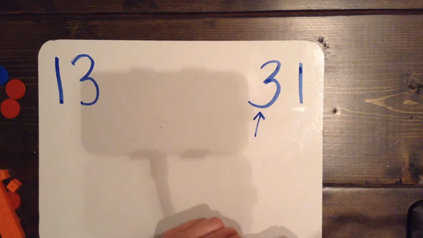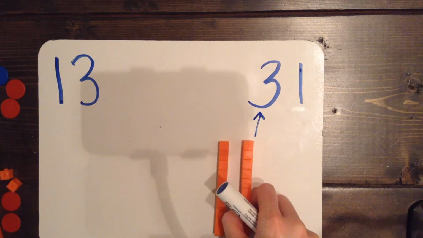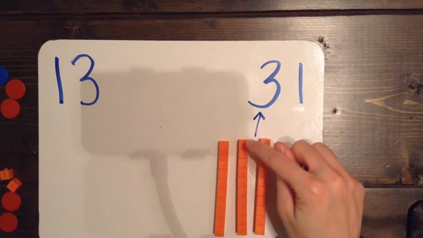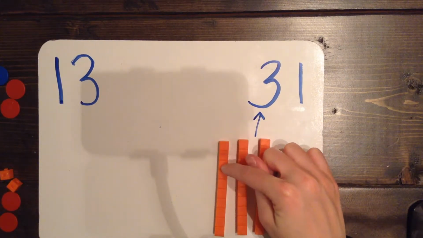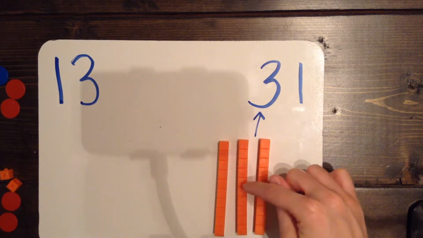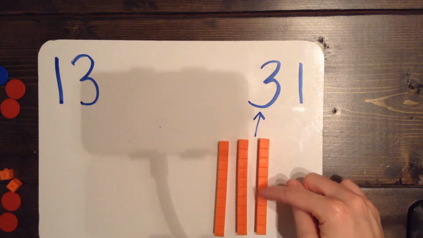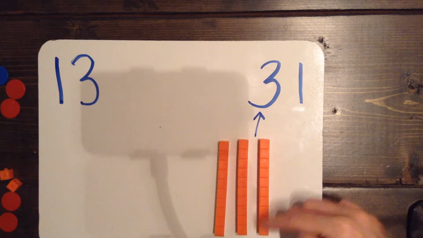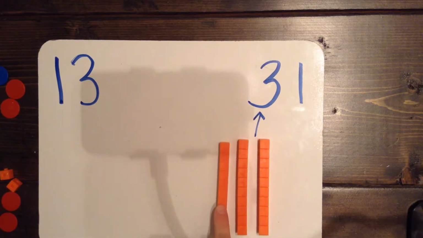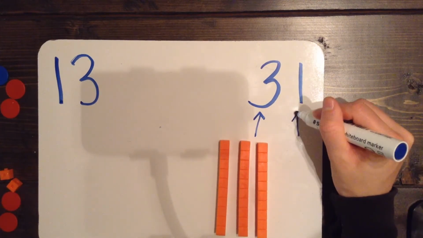This digit, the very first one, tells us how many groups of 10 we need. 10, 20, 30. Of course, you don't need to count each individual cube. You don't need to do that. There's a faster way. Just count by tens. 10, 20, 30. Now find out how many ones.